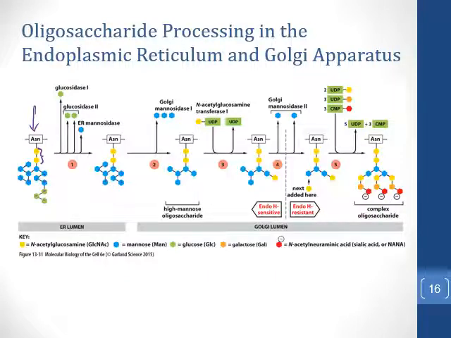Then all of this takes place in the Golgi. That's what we just saw on the previous slide. And this is where we begin to remove some more mannoses. We begin to add some different sugars. Here we're going to add a sugar. We can remove some more mannoses. We can add more sugars.